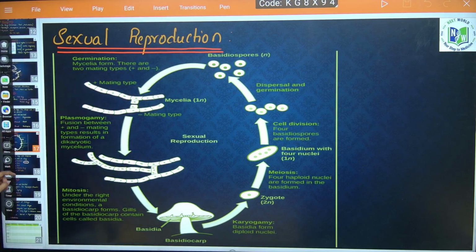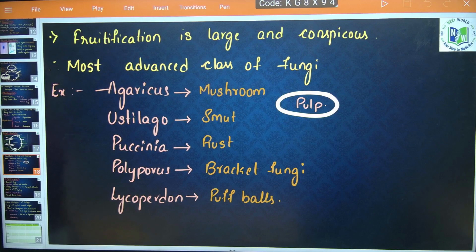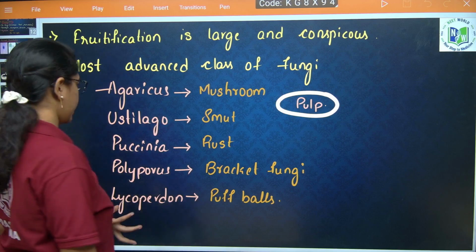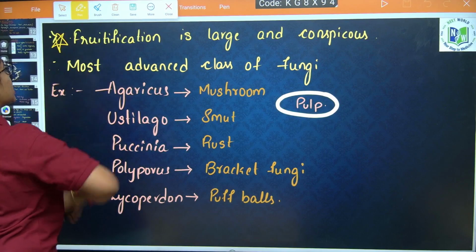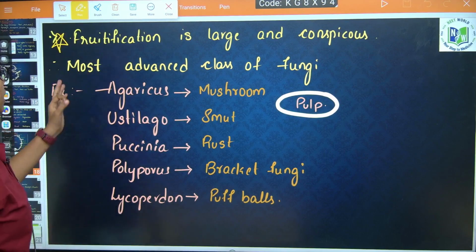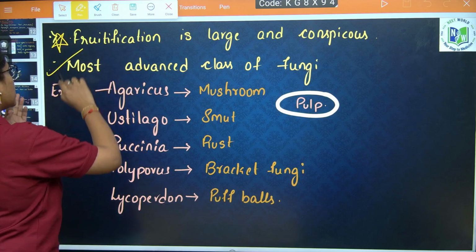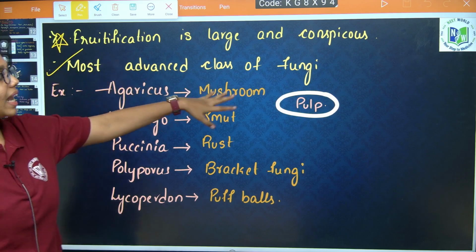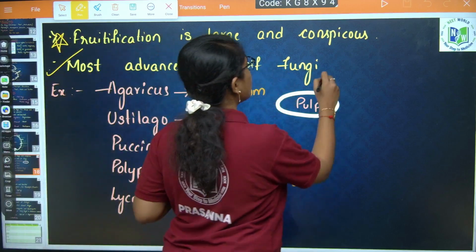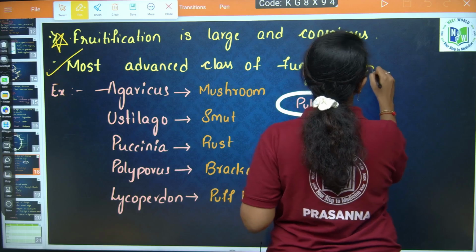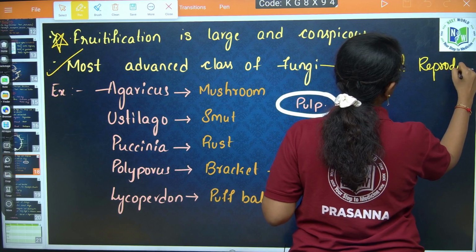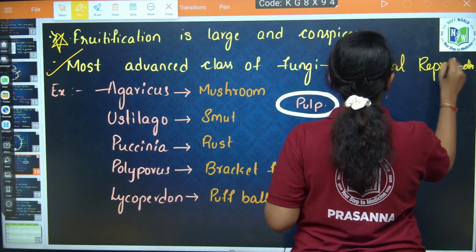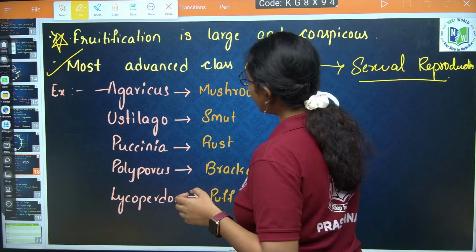Okay. Next, fructification is large and conspicuous in which class of fungi? Fructification is large and conspicuous in the Basidiomycetes. Basidiomycetes is the most advanced class of fungi, because in Basidiomycetes only sexual reproduction happens. Only what happens, beta? Sexual reproduction. Asexual reproduction is absent over here.